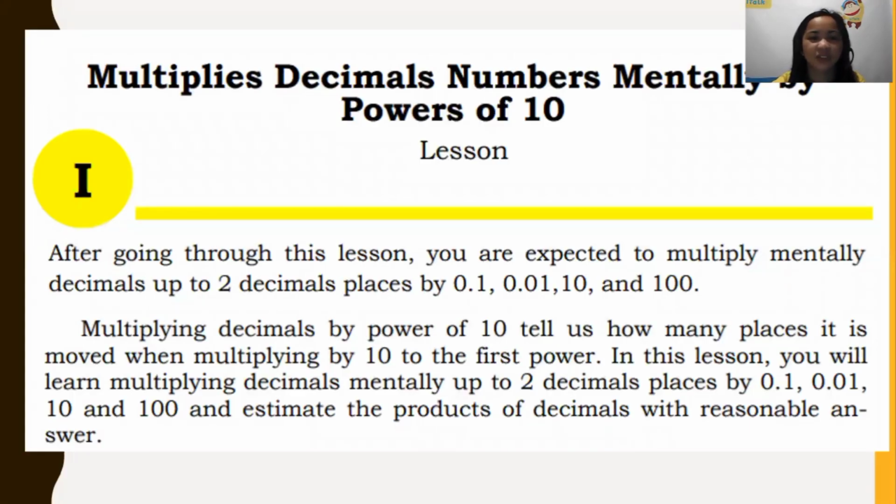After going through this lesson, you are expected to multiply mentally decimals up to 2 decimal places by tenths, by hundredths, and by 10 and by 100. Multiplying decimals by a power of 10 tells us how many places the decimal point is moved. In this lesson, you will learn multiplying decimals mentally up to 2 decimal places and estimate the product of decimals with a reasonable answer. So now let us start our lesson.